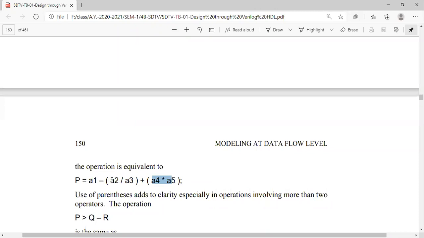So A2 divided by A3 will be calculated first. Then A4 multiplied with A5 will be calculated. We will get one value, and we will get another value here. We can directly subtract this from A1. Then we will go for the addition, right? In subtraction and addition also we have some precedence there.